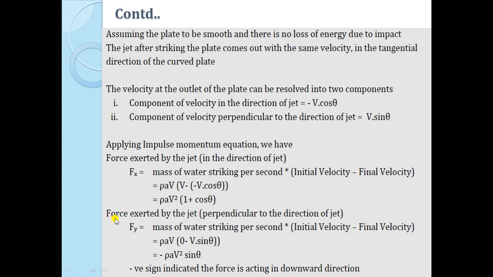Likewise, the force exerted by the jet perpendicular to the direction of the jet, F y, will be equal to the mass of water striking per second into initial velocity minus final velocity. Mass of water striking per second is rho a v, but the initial velocity perpendicular to the direction of the jet is 0 and the final velocity is v sin theta. If we simplify this, we get minus rho a v square sin theta. The negative sign indicates the force is acting in the downward direction.